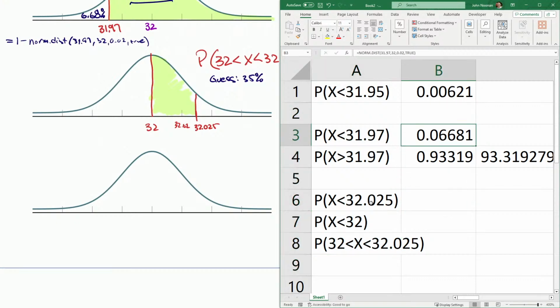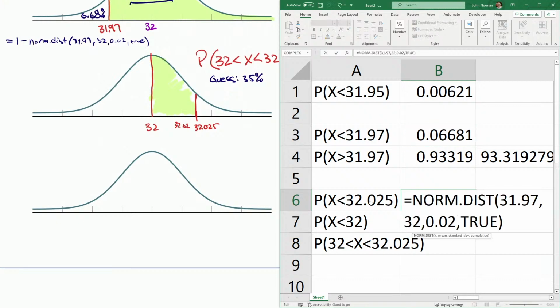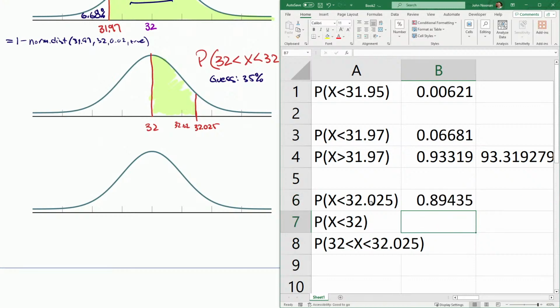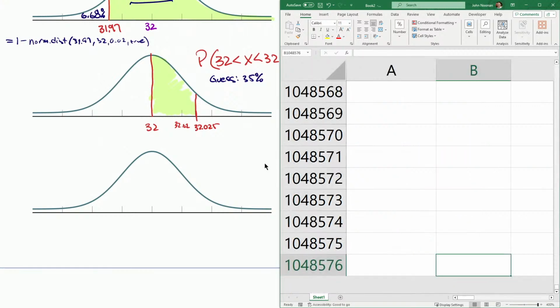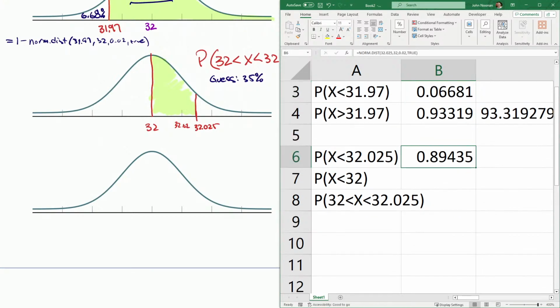And actually, now that I've done a few of these, I could just copy that formula and paste it in here and then fix it. So the only difference is I have 32.025. There it is. So there's my probability of being less than 32.025. And I think if we had shaded from here all the way over, we would all agree that's a pretty good guess, 89%. Okay, now let's do the same thing for the probability that X is less than 32.